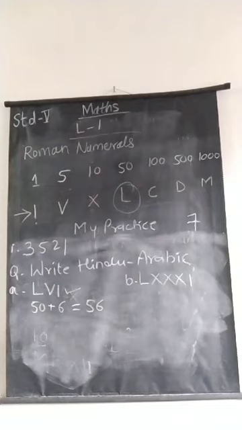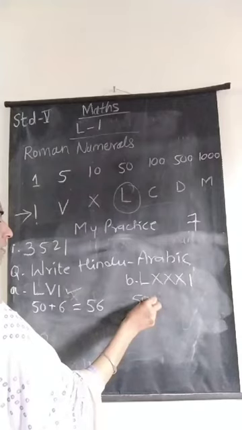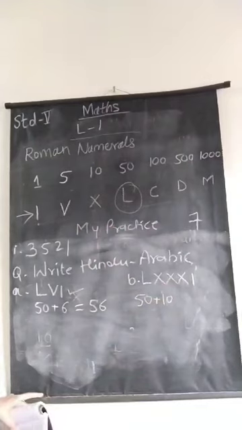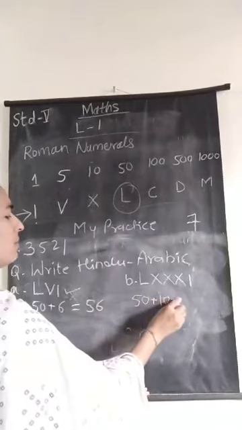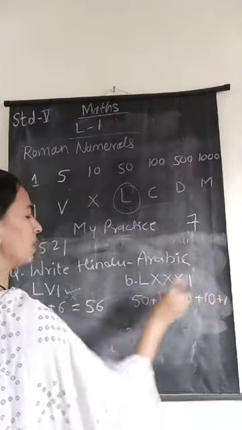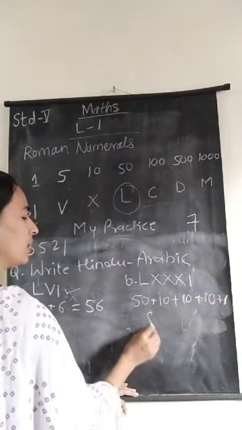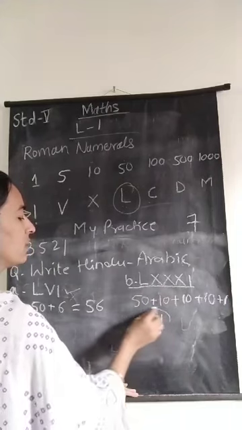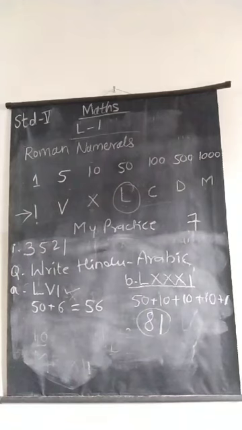L stands for 50. Yes. So 50 plus X stands for which? 10. How many X are there? 3 X are there. So this is plus 10 plus 10, 3 times, and the last is 1. So 50, 60, 70, 80 and this is 81. So in Roman numerals 81 is written like this. In Hindu Arabic we are writing 81. Okay. Understand how to write the Roman numerals.